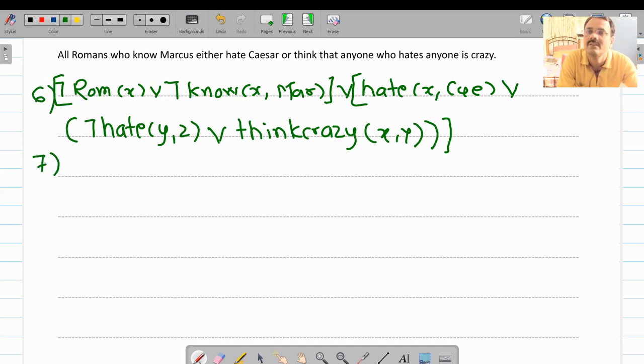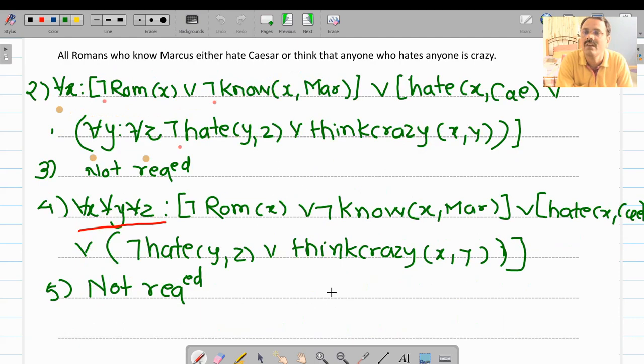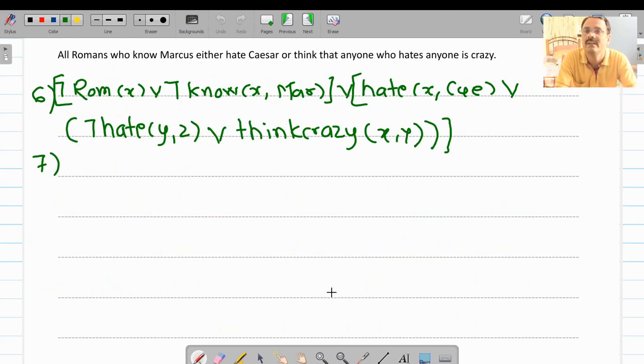Step number 7, convert your formula into conjunction of disjuncts. Go back. Step 7, convert the given formula into conjunction of disjuncts, that means CNF. That means it should contain all OR terms, and if at all they are connected by AND. If you observe this formula, all connectives are OR connectives. So you need not apply step 7, but we will simplify it, because all connectives are OR.